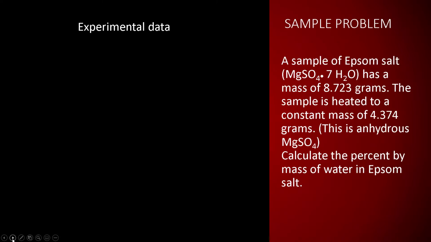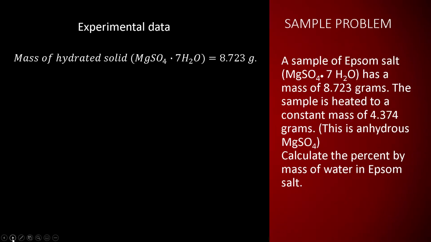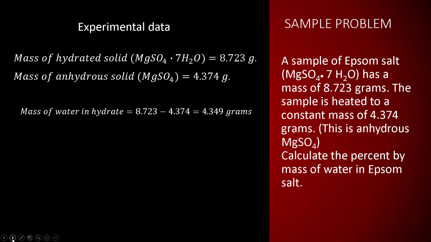A sample of Epsom salt has a mass of 8.723 grams. The sample is heated to a constant mass of 4.374 grams. This is the anhydrous form. And from this we can calculate the mass of water in the Epsom salt. What we do is we take the mass of the hydrated solid and we subtract from this the mass of the anhydrous solid. The difference between these two masses would represent the mass of the water, in this case 4.349.